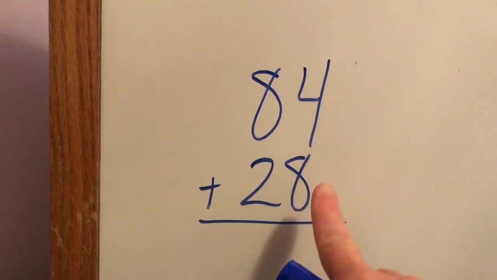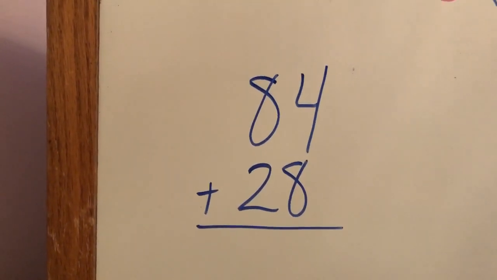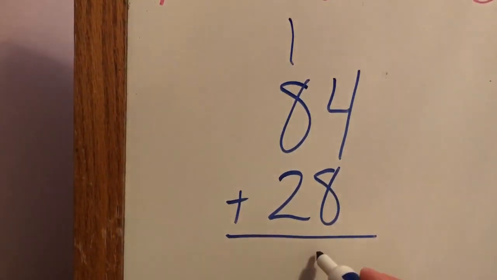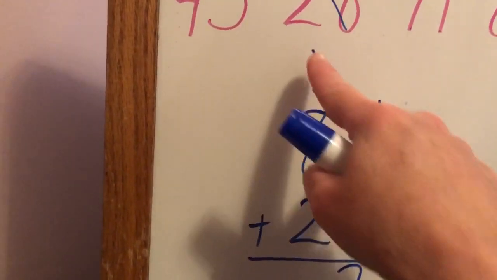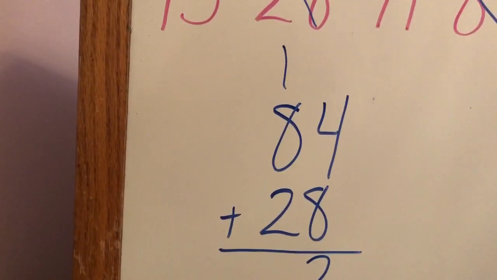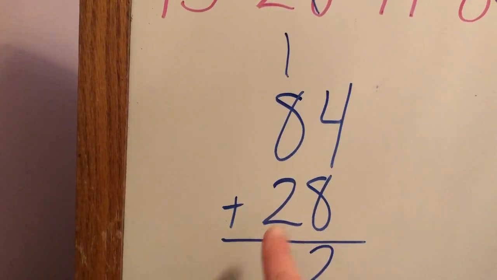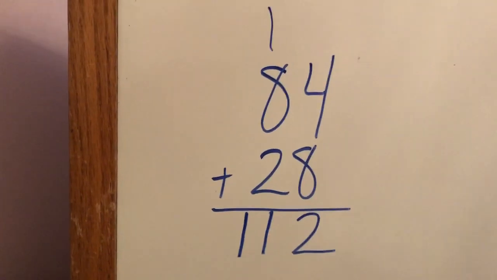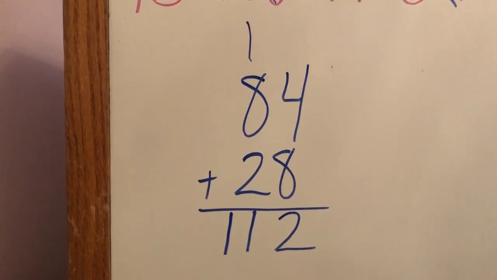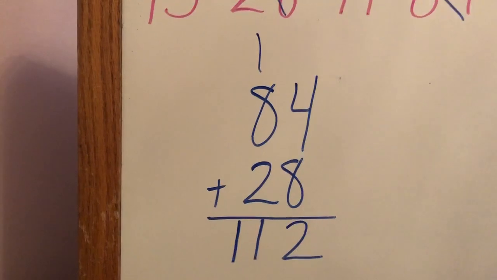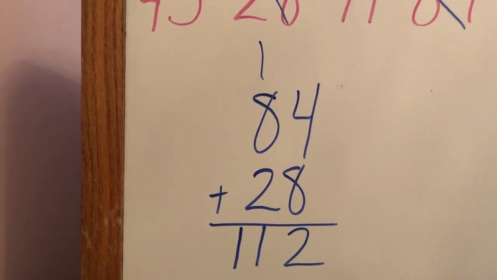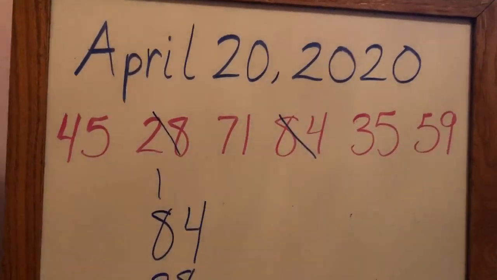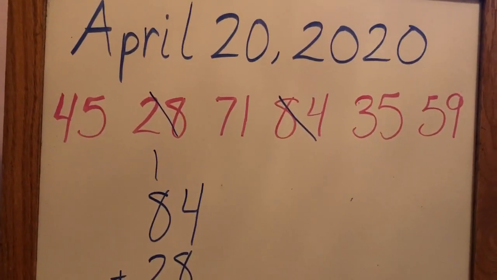What is 4 plus 8? Yes, it is 12. Do we have to trade for a dime? Yes, we do. We have 2 tens left. Okay, what is 1 plus 8? It is 9, and 9 plus 2 is 11. I'm going to write that number 11. And so what is the sum? 84 plus 28 equals 112. That is more than 100. Okay? All right. Now, let's pick another one.